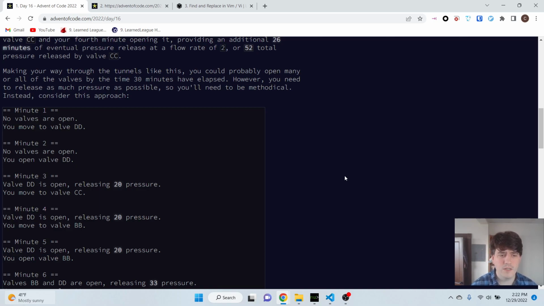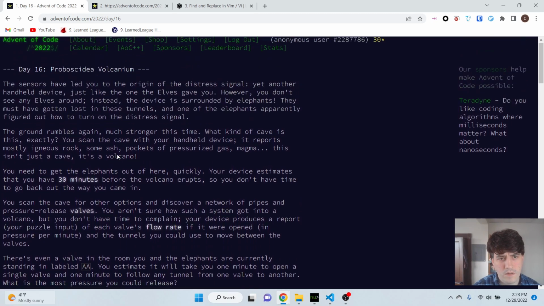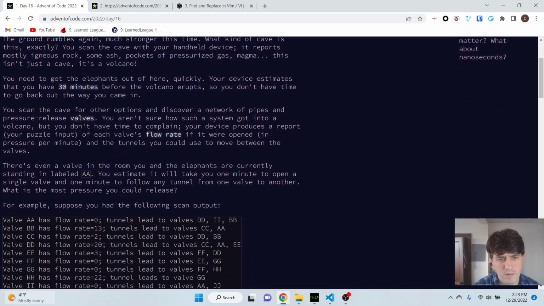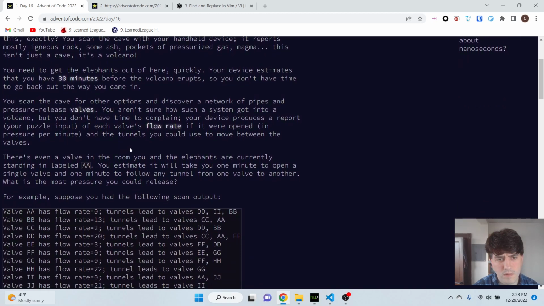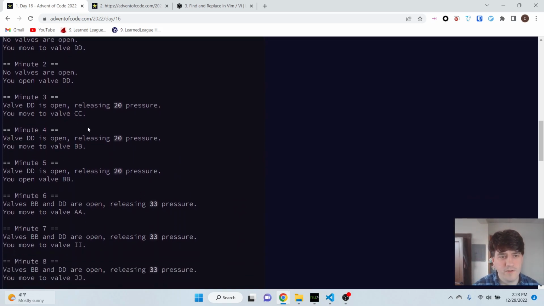Oh, hang on a moment. No, it's worse than that. You estimate it will take you 1 minute to open a valve and 1 minute to follow any tunnel from one valve to another. But I have to move between them. Okay.